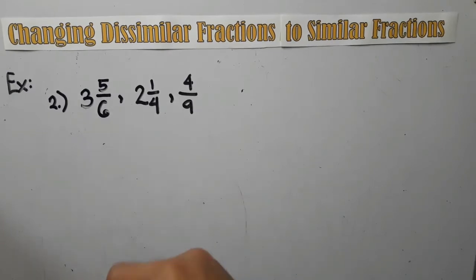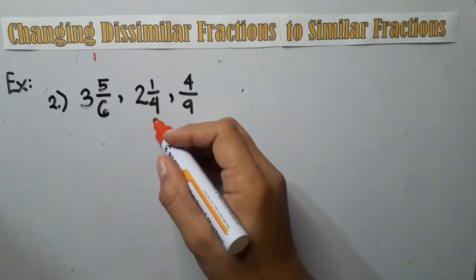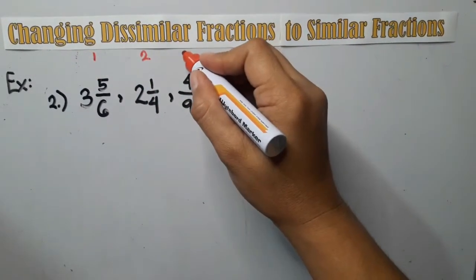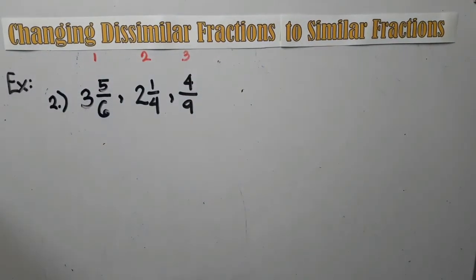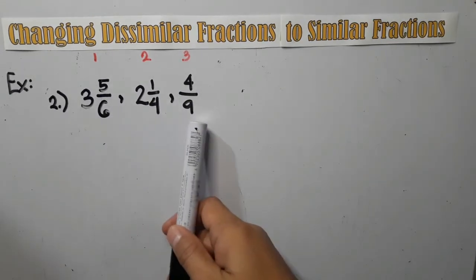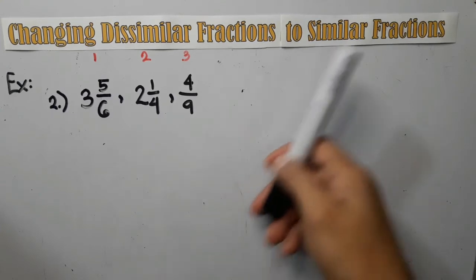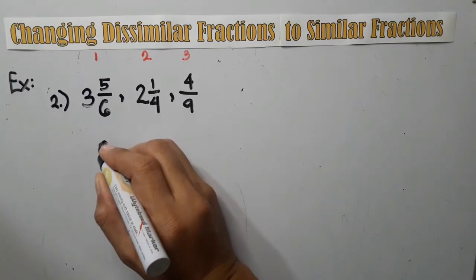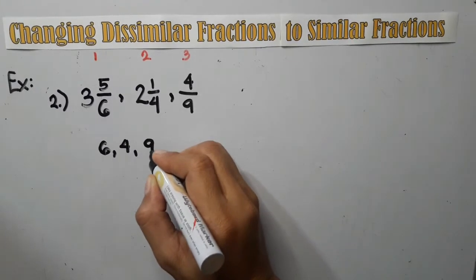Okay, our second example, we have 3 and 5/6, 2 and 1/4, and 4/9. So 3 and 5/6 is our fraction number 1. The 2 and 1/4 is our fraction number 2. And 4/9 is our fraction number 3. So they are dissimilar fractions because their denominators are not the same. So we're going to change them into similar fractions. So we're going to get the denominators. We have 6, 4, and 9.